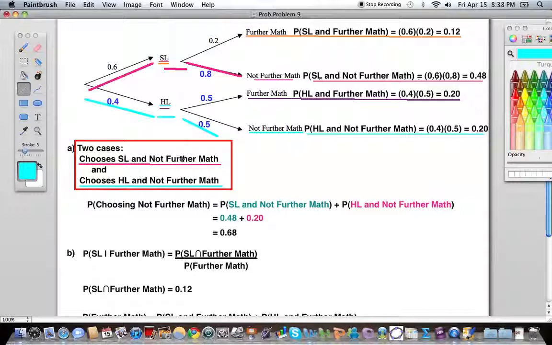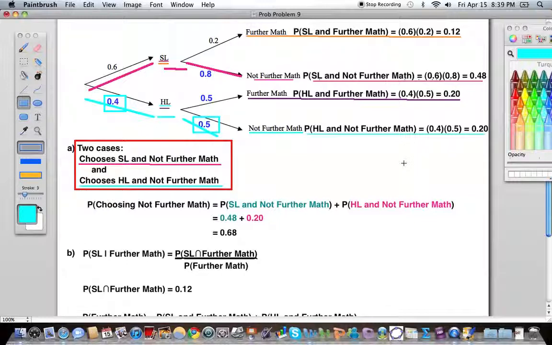And then we have another one. Like I said, there are two cases. So the probability of a student choosing HL and not further math is 4/10 times 5/10. Say, Miss Barry, where did we get that? 4/10 multiplied by 5/10, 0.4 times 0.5, which is equal to 2/10, 20/100, 20%, 1/5. Again, we can use percents, decimals, or fractions when we're talking about probabilities.